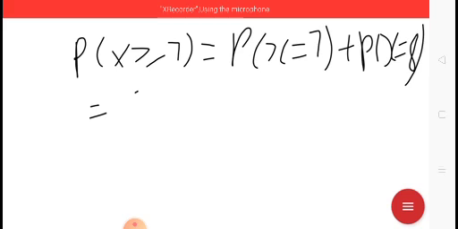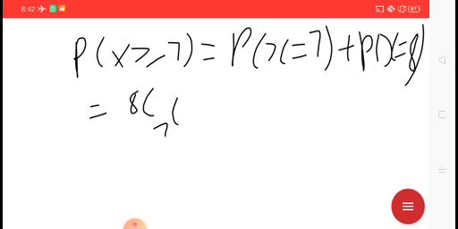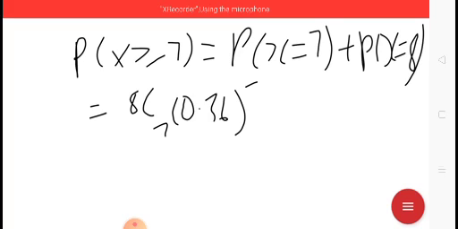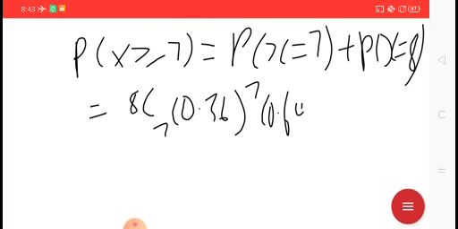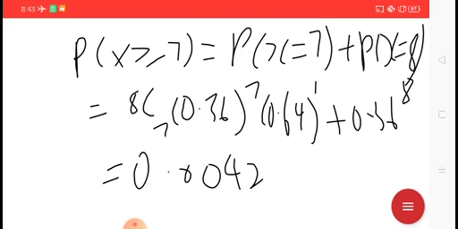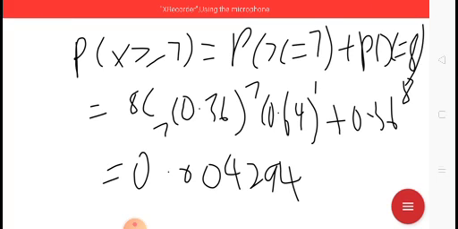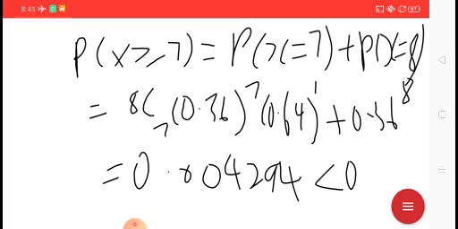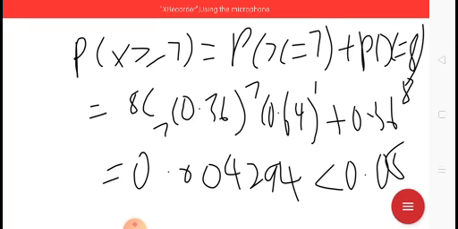And you have 8C7, 0.36^7, 0.64^1, then plus 8C8, then you have 0.36^8 here. Okay, and once you calculate this, you will get 0.004294. So you compare to the 5% significant level, you will have smaller than 0.05 at this point.